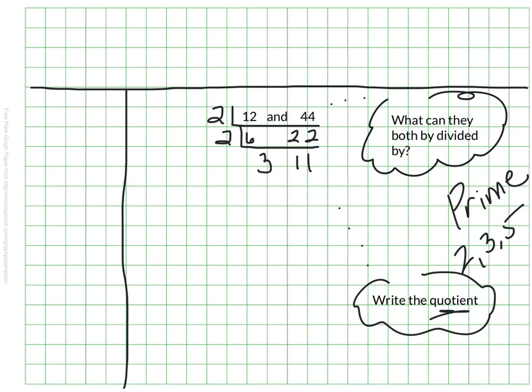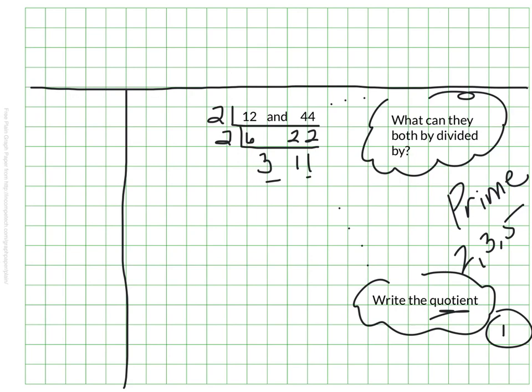I'm going to stop there for a moment. 3 and 11, well, they're both prime, so I know that. But also I know that if I wanted to keep dividing, the only thing they can both be divided by is the number 1, right? And the number 1 won't change anything if I divide it by 1. So I'm going to stop there.